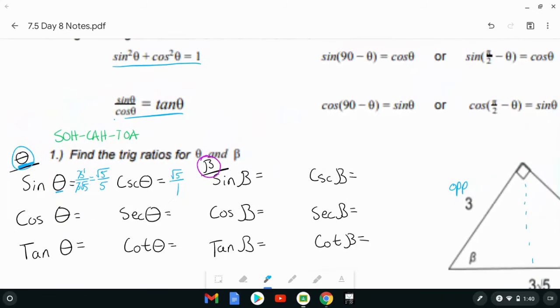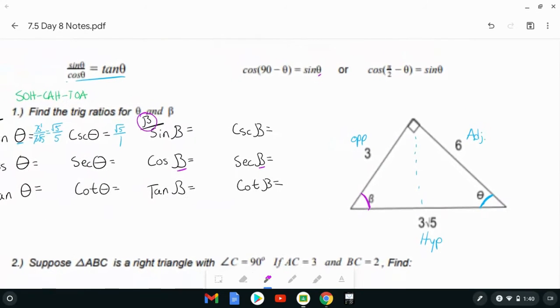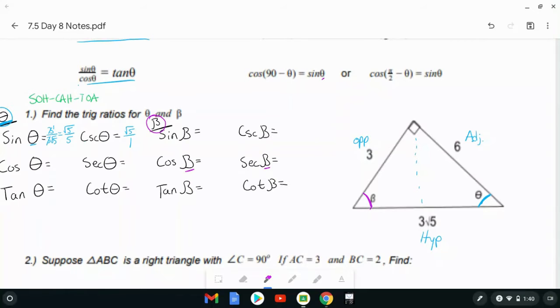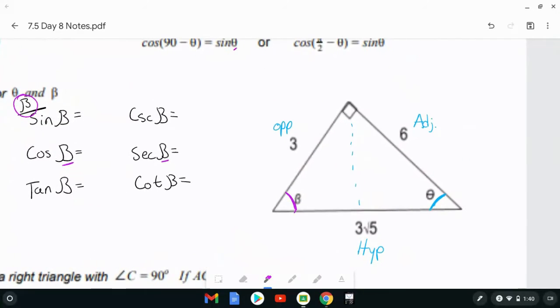But we want to show that if we're talking about, let's say we said sine of theta, that cosine of beta, which is the complement, right? Because if I have 180 degrees here, this has to be the complement, that cosine of beta is equal to the sine of theta. That's what the property, the identity, is proving. So let's go ahead and explain why this is.